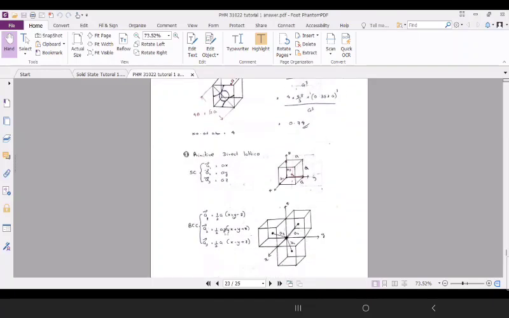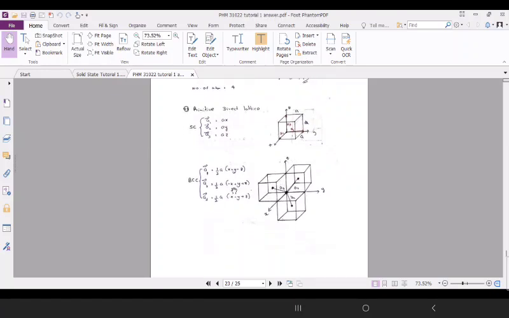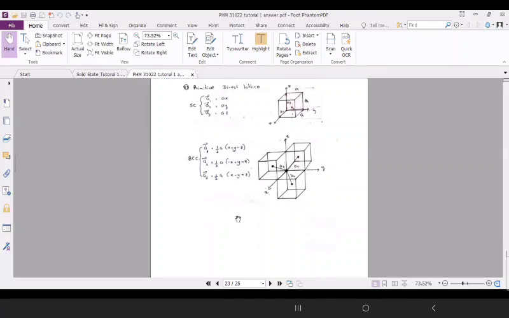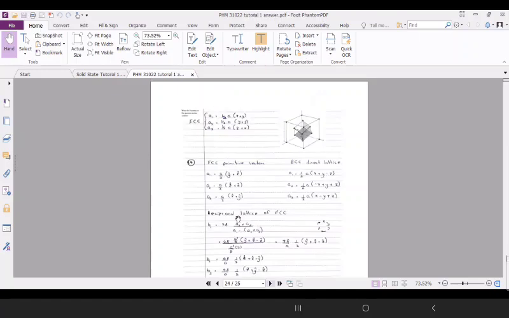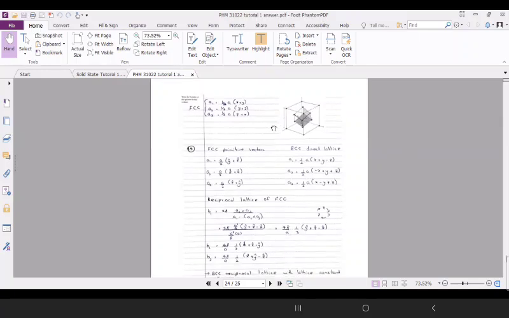And again, you have to write for the BCC. As you all know, you have to mark the unit cell in the axis sketch. You have to give these three BCC primitive direct lattice vectors, and mark the primitive unit cell. And the third one is FCC, right? In the FCC case also, you have to write down those three primitive direct lattice vectors, and mark the primitive unit cell in the sketch.